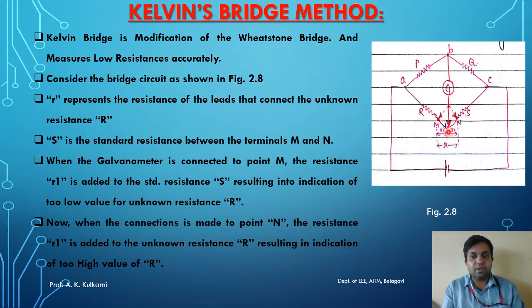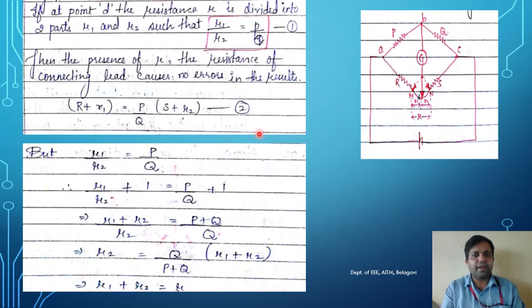If it is connected to the point D, let us see what will happen. Let us think that the galvanometer is connected to the point D. Now this unknown resistance will get divided into two resistances, R1 and R2, equally. These two resistances act like ratio arms, ratio arms P and Q.